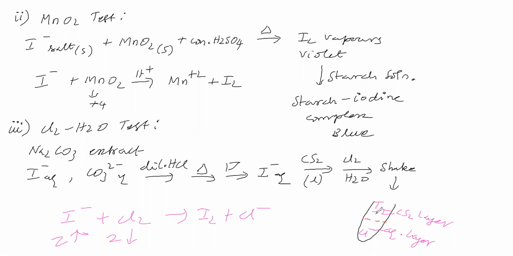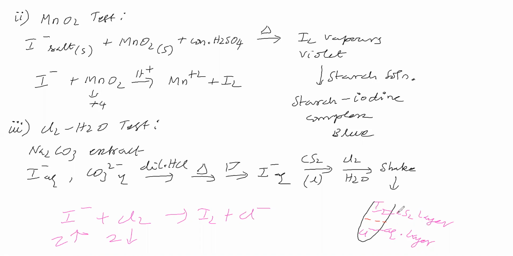Why does iodine go to the CS2 layer? Iodine is a covalent molecule and CS2 is a covalent molecule, therefore they dissolve to a higher extent, whereas water is polar in nature. Cl minus is ionic, so Cl minus goes to the aqueous layer.